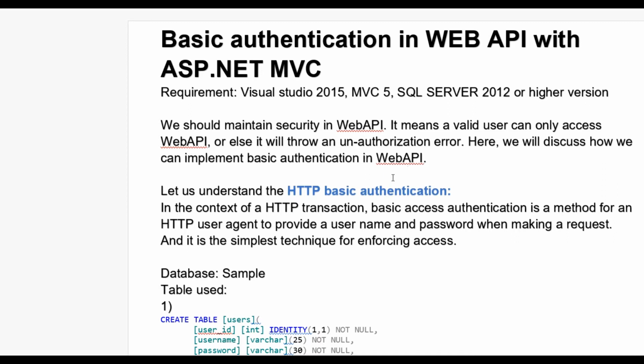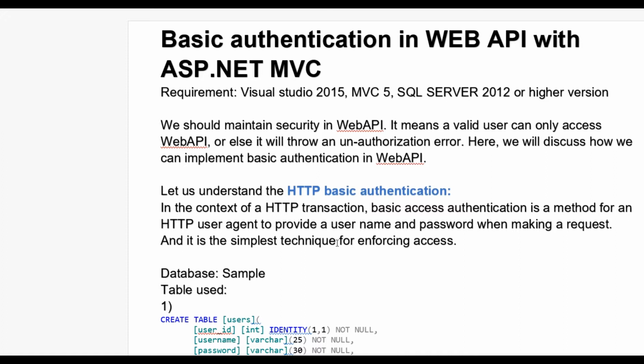Let us understand HTTP basic authentication. In the context of an HTTP transaction, basic access authentication is a method for an HTTP user agent to provide a username and password when making a request, and it is the simplest technique for enforcing access control.